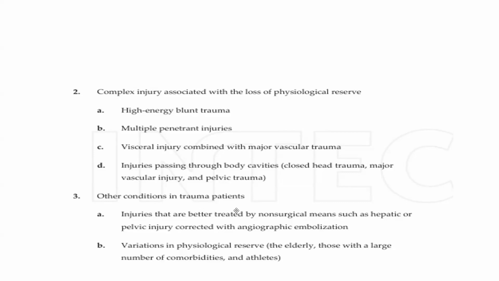Other conditions in the trauma patient, that is, injuries that are better treated by non-surgical means, such as hepatic and pelvic injury, corrected with angiographic embolization. Variation in the physiological reserve, that is, the elderly, those with a large number of comorbidities, and athletes.